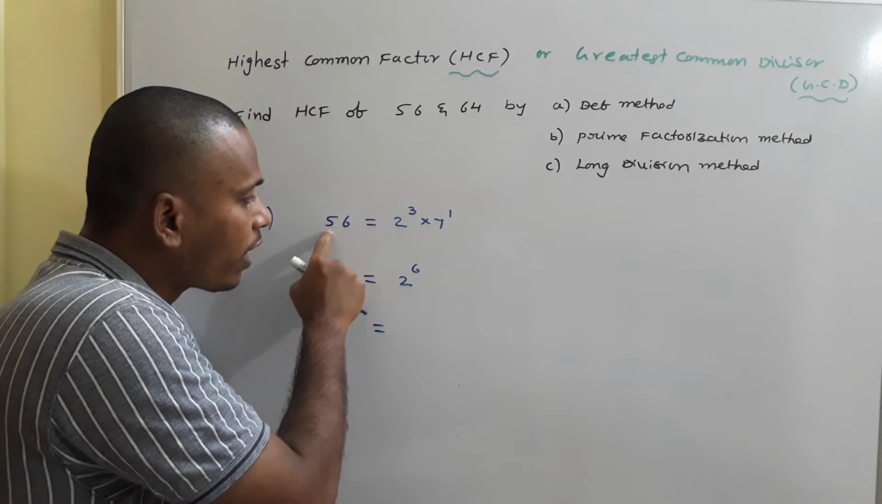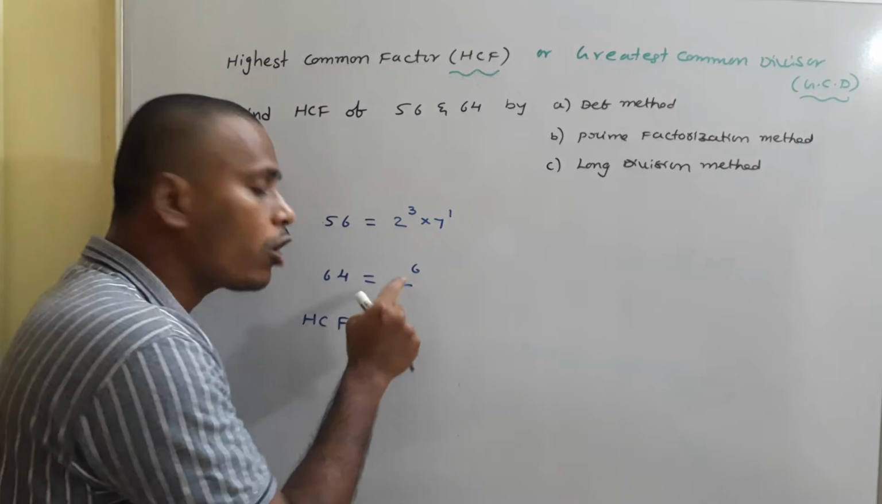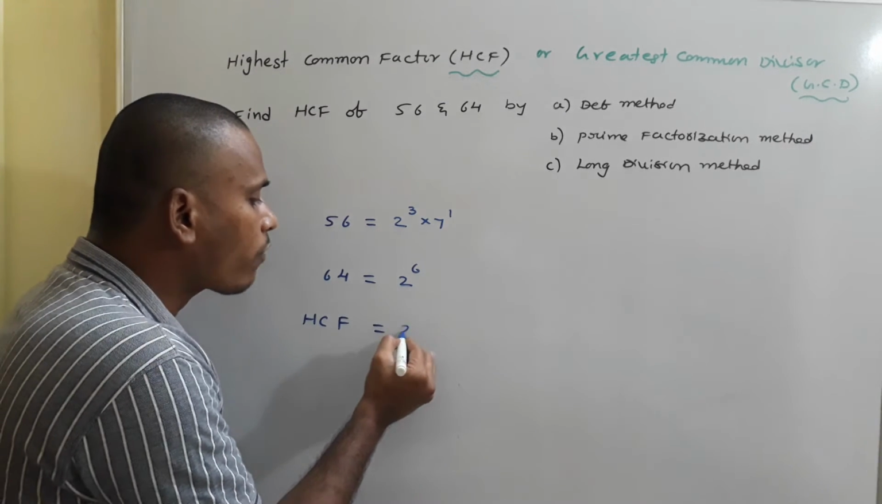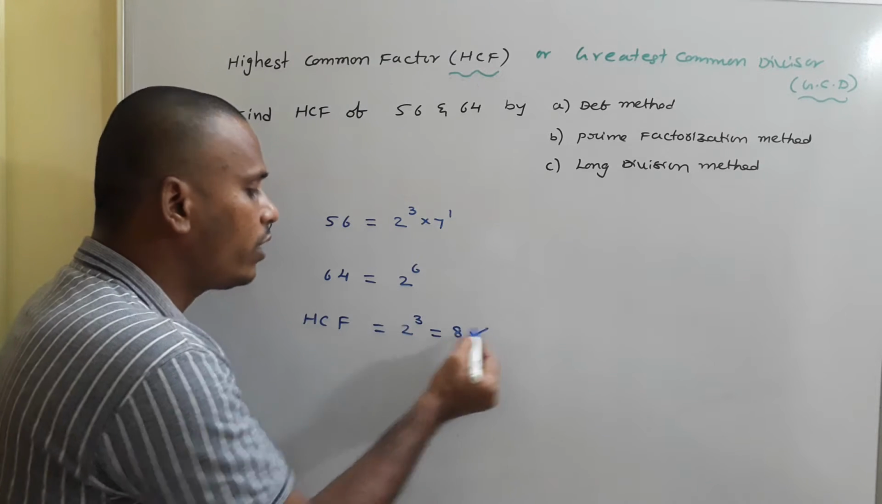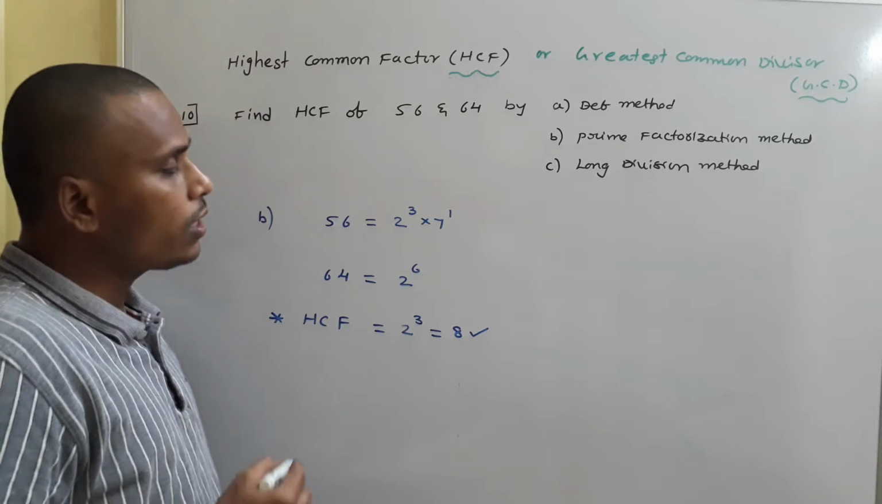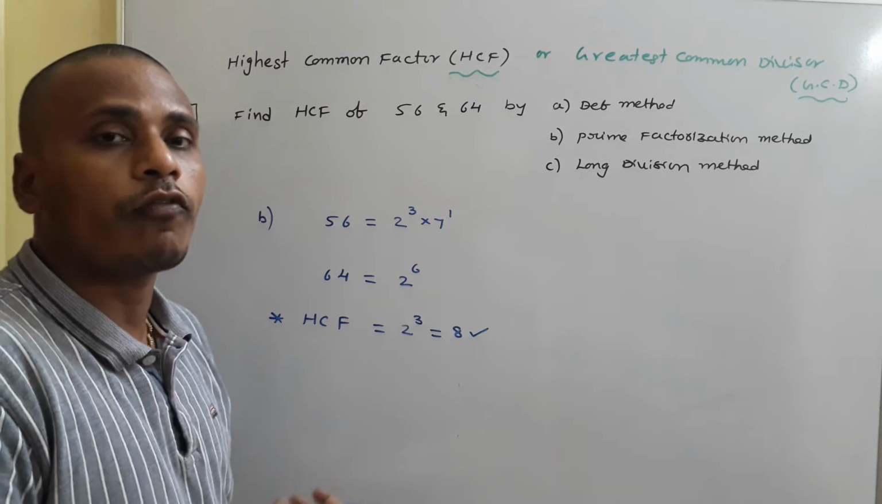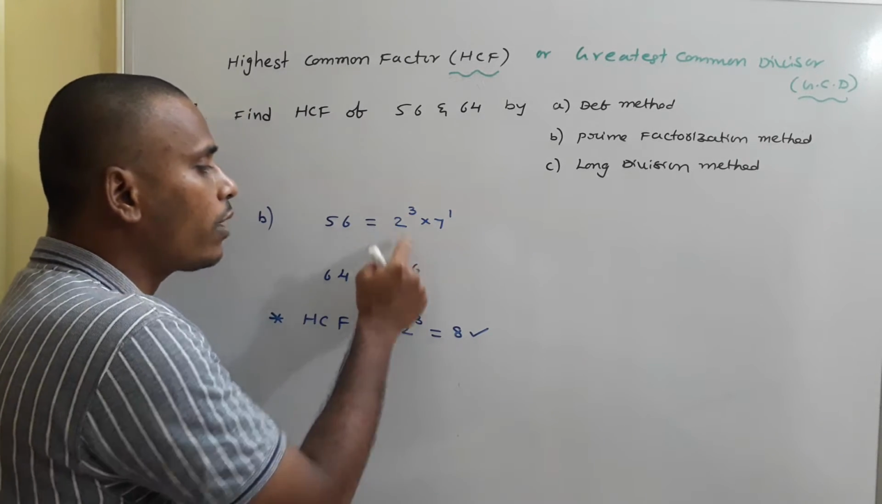See, in the prime factorization of 56, 2 cube is involved. In the prime factorization of 64 also, 2 cube is involved in this 2 power 6. So the highest common factor for these two numbers is 2 cube, and that equals 8. This is the HCF. So in the prime factorization method, while writing the HCF of given numbers, we need to take the prime numbers to the power of the minimum value.